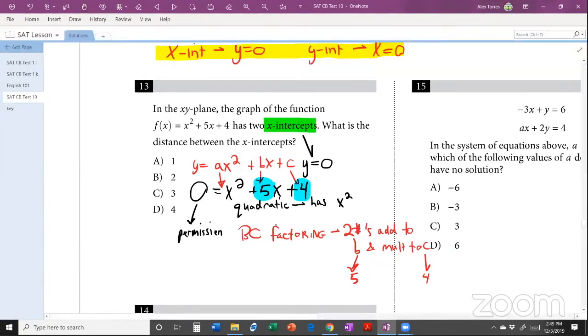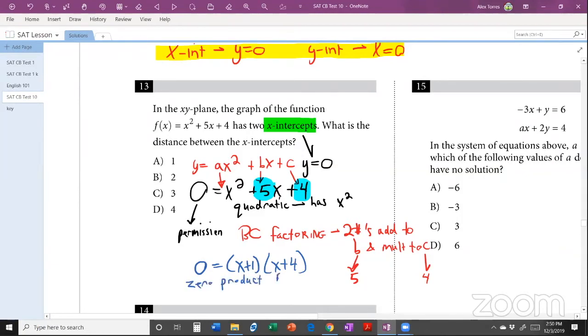It would have just been 2 times 2 or 1 times 4, and 1 plus 4 equals 5. So this is going to factor to x plus 1 and x plus 4, because 1 and 4 are the two numbers that add to 5 and multiply to 4. And so now we have our zero product rule.